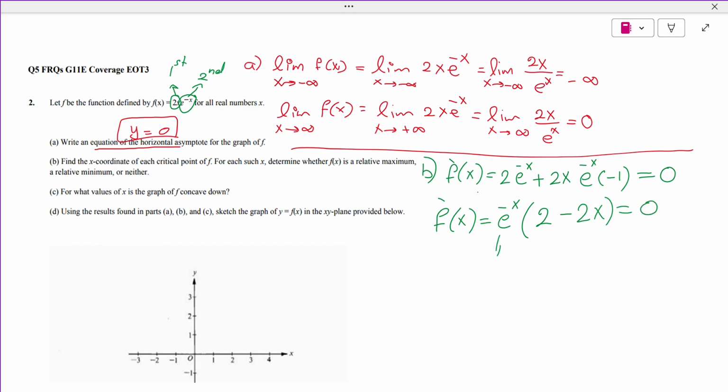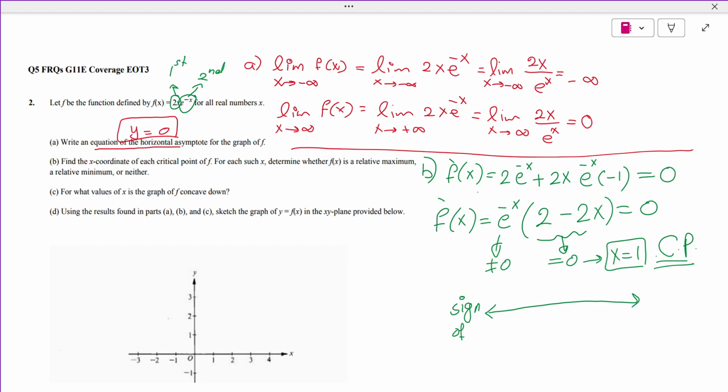We agreed that this one is never 0, so the whole bracket is equal to 0. That means x equals 1, and this x equals 1 is the critical point. We need to determine whether the function is having a relative maximum or minimum at 1 by investigating the sign of f prime of x.